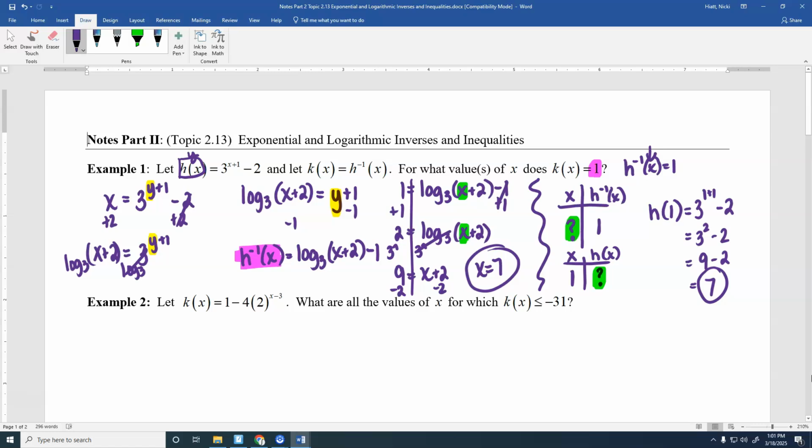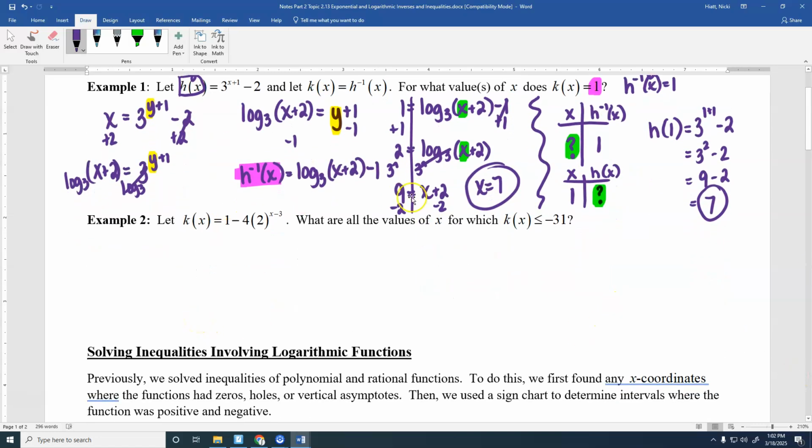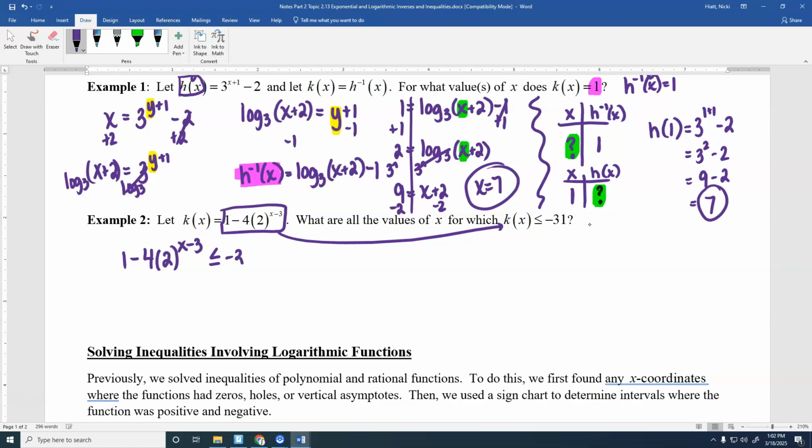Let's look at example 2. We've got k of x equals 1 minus 4 times 2 to the x minus 3. What are the values of x for which k of x is less than or equal to negative 31? So this one's not asking us about an inverse at all. It is asking us where k of x is less than or equal to negative 31, which, if I plug in k of x, means that we're doing 1 minus 4 times 2 to the x minus 3 less than or equal to negative 31.